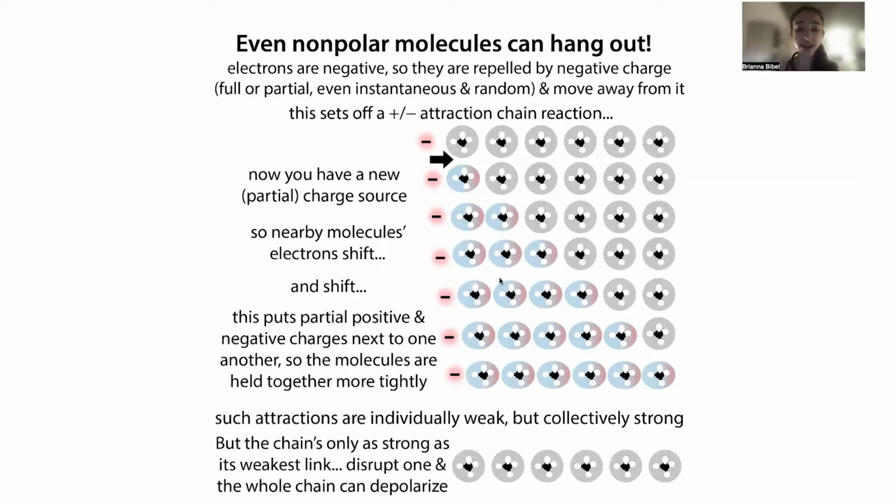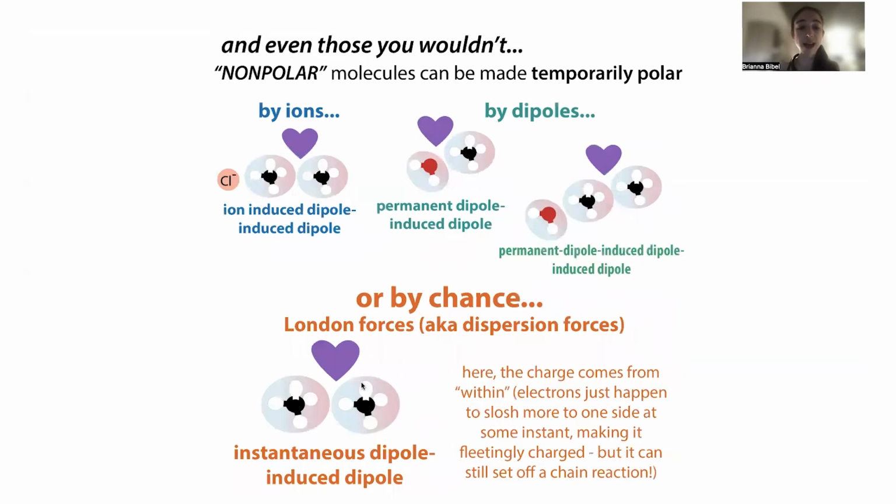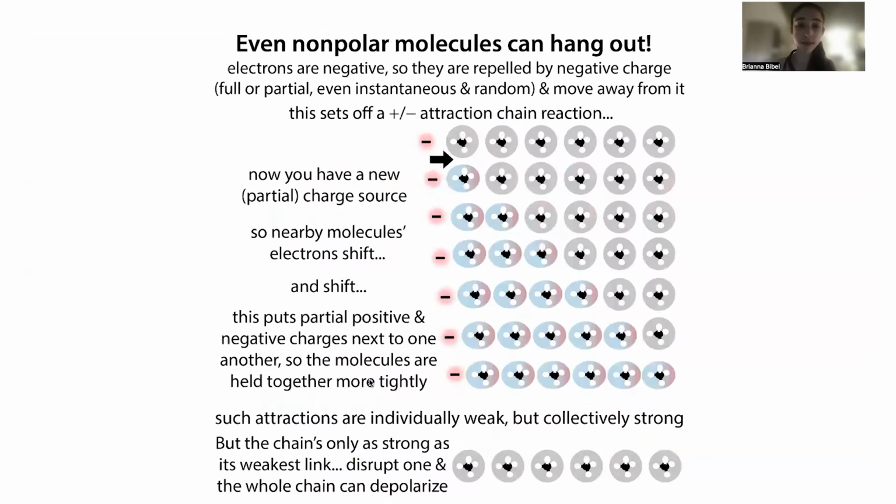And so you get these dispersion forces, forces that are happening just by random chance. That's going to allow these partial attractions to form. But remember that they're very vulnerable. They can also be very strong because you have so many of them.